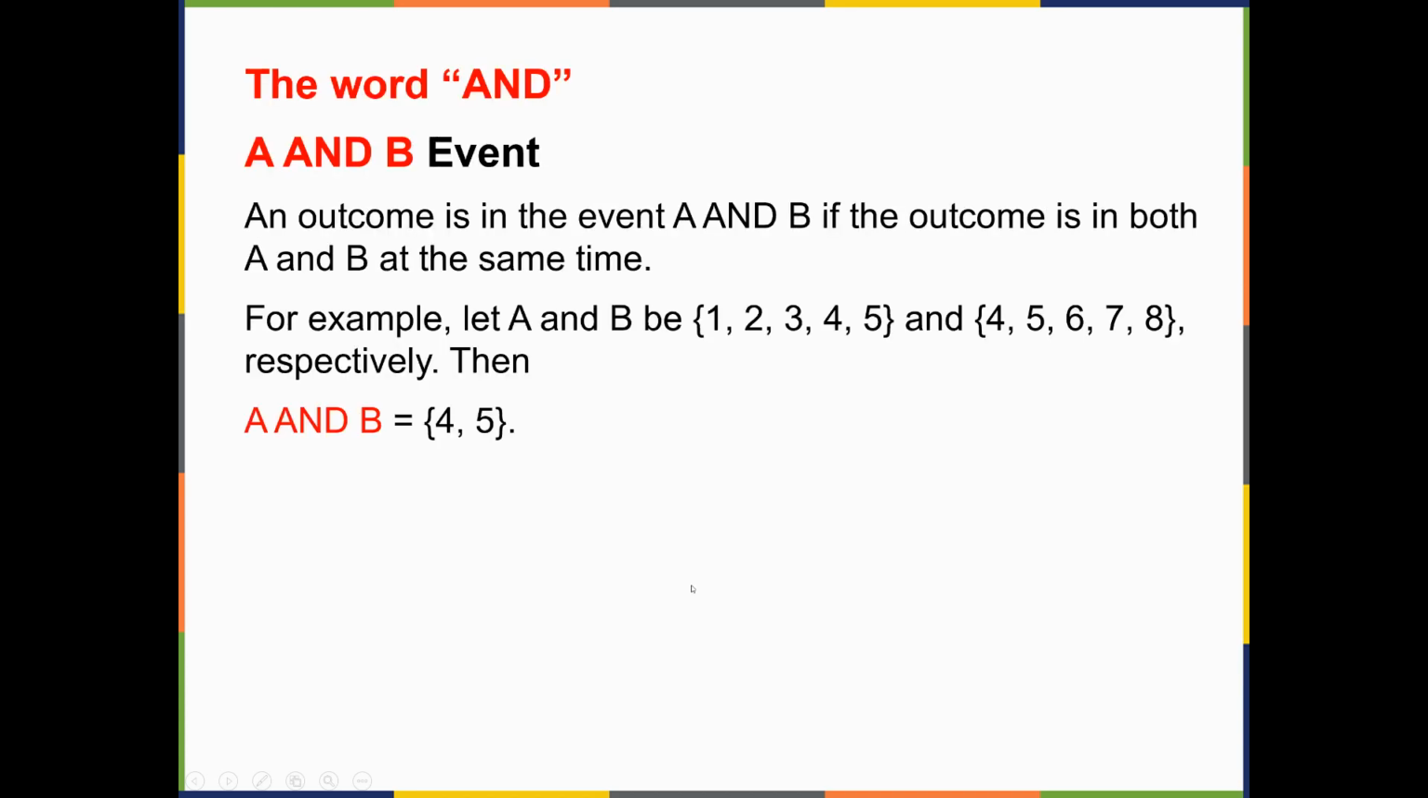Let's talk about the word "and". An outcome is in the event A and B if the outcome is both in A and B at the same time, it must be in both of them. For example, if we use our A and B from before, A is 1 through 5 and B is 4 through 8, the events A and B are 4 and 5 because they're in A and they're in B.